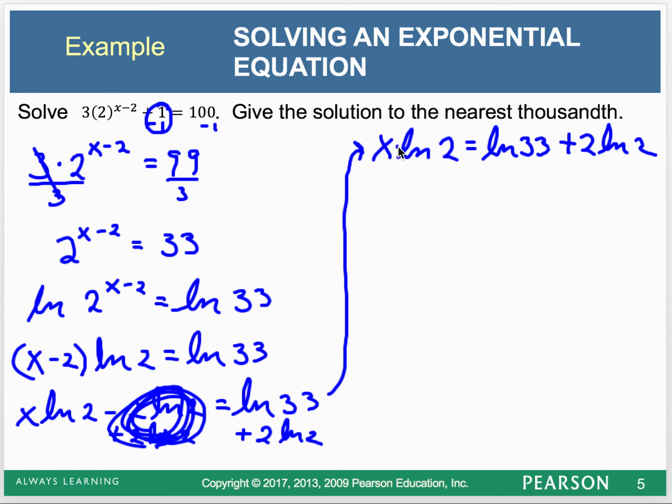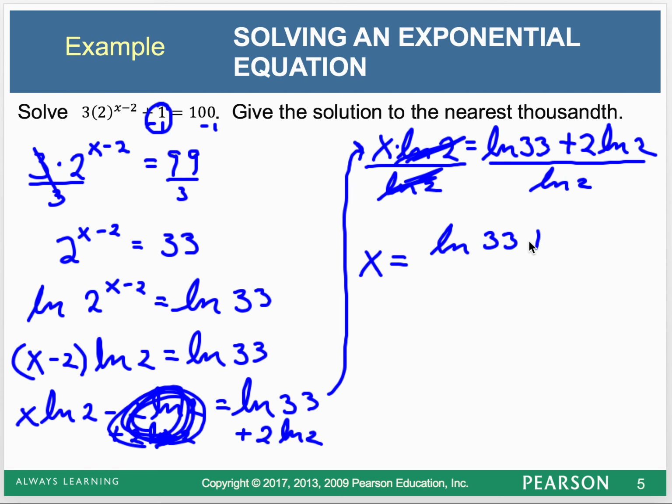Now to get my x by itself, since it's being multiplied by natural log of 2, if I divide both sides by natural log of 2, I can divide that out. So x is natural log of 33 plus 2 natural log of 2 all over natural log of 2. On the test, we would stop right there. If your homework asked you to give a numerical answer, I'd plug it in my calculator.